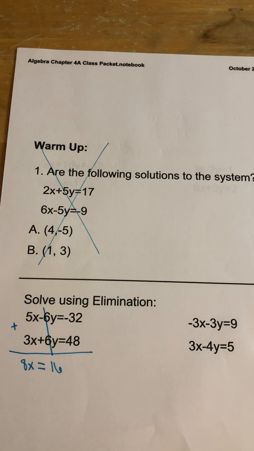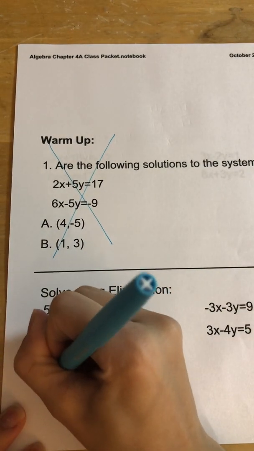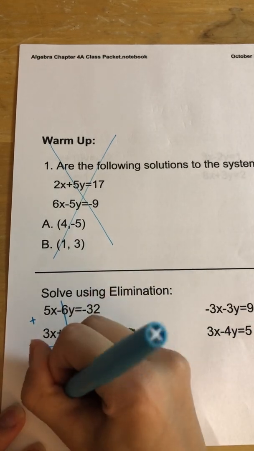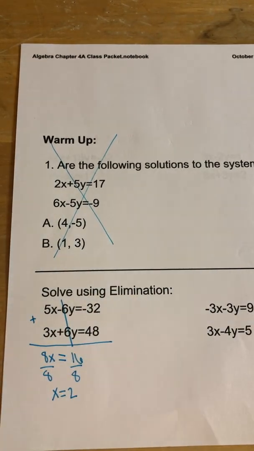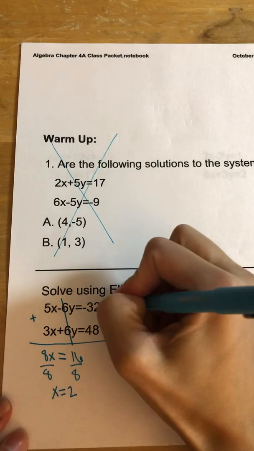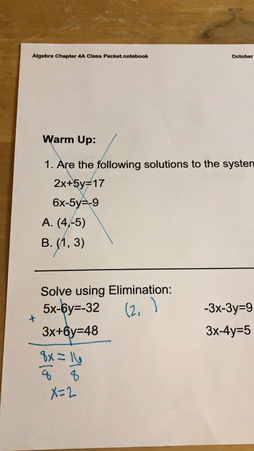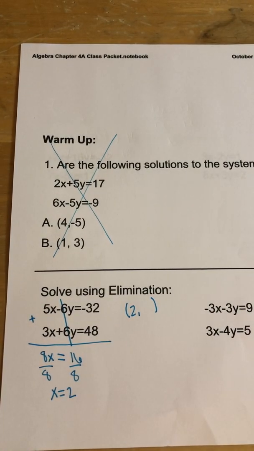Then, just like with substitution, once I substitute it in, so in this case for elimination, once I add them together, I'm just going to solve for that variable. So I'm going to divide 8 on both sides, and that gives me x equals 2. So that means I have half my answer, because again, the point is going to be where your two lines intersect.